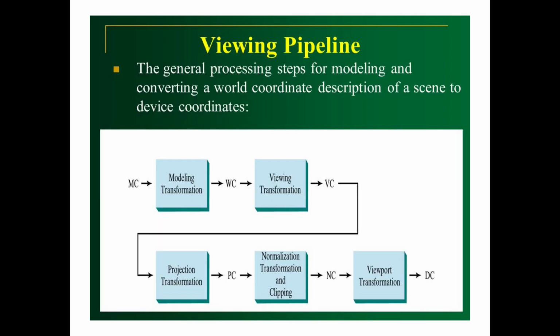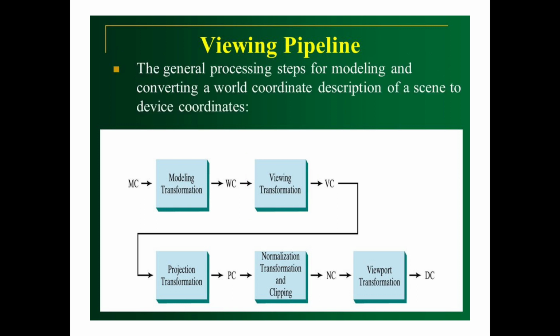And the viewing pipeline is the general processing steps for modeling and converting a world coordinate description of the scene into device coordinates. So these are the modeling transformation, viewing transformation, projection transformation, normalization transformation and clipping, and viewport transformation.